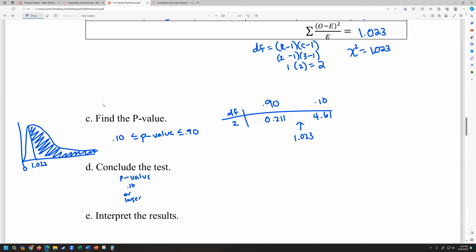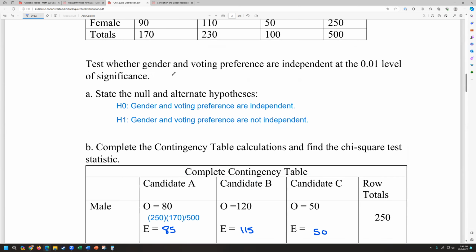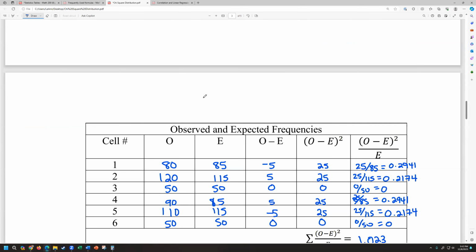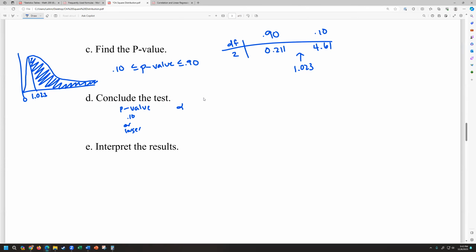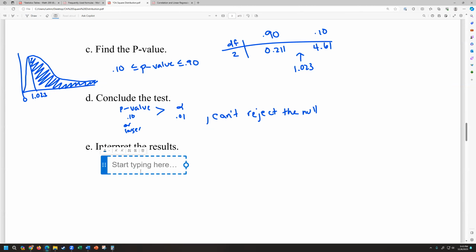And concluding the test, we have to look at our alpha, which our alpha for this problem, if we go back up, was a 0.01. We're definitely not going to be smaller than that. We are larger than that, so that means we can't reject the null. So for this specific sample is not indicating to us that gender and voting preference are dependent of each other.